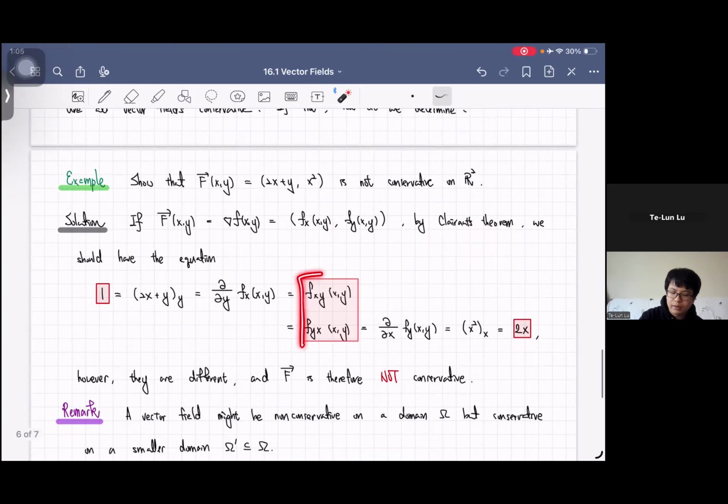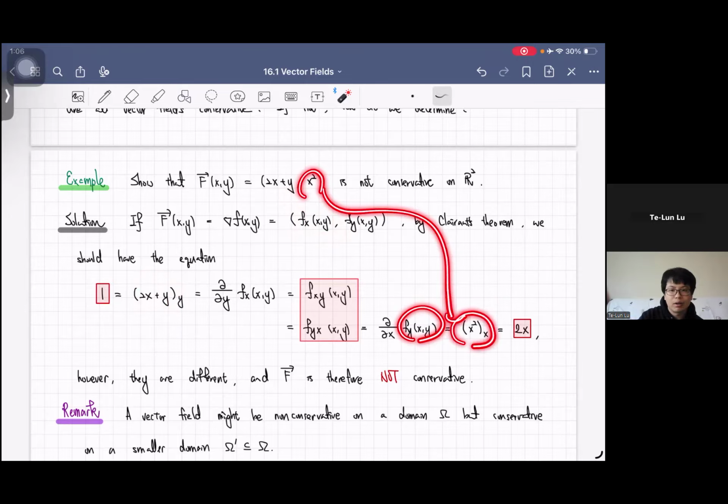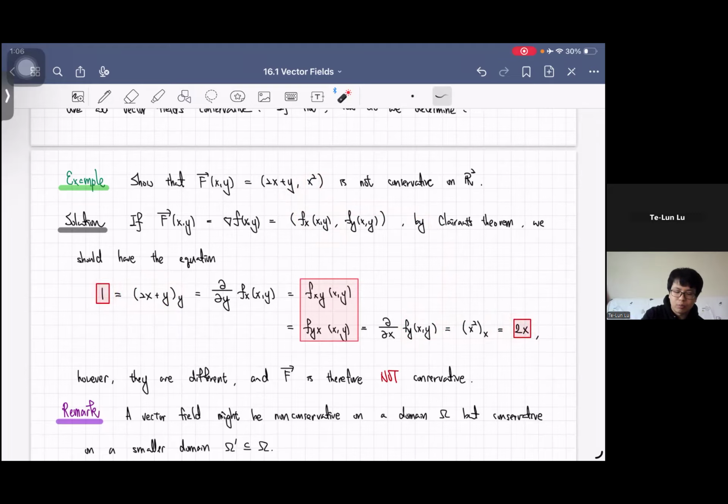So since f_xy is equal to f_yx, we know that this is the partial differentiation of f_x with respect to y, and this is the partial differentiation of f_y with respect to x. By our assumption, this should equal that. So you have 2x plus y differentiated by y, and x squared differentiated by x, where you get 2x and 1 here. So that means that 1 should be equal to 2x, which is not possible, right?